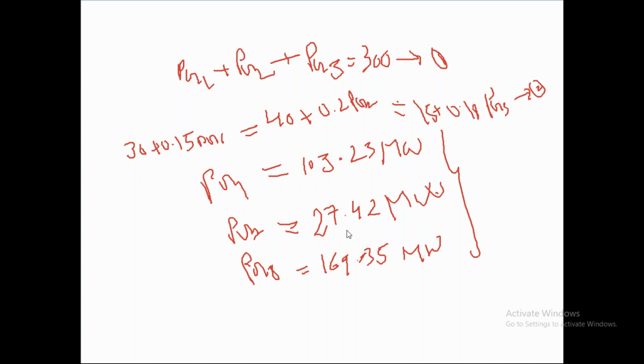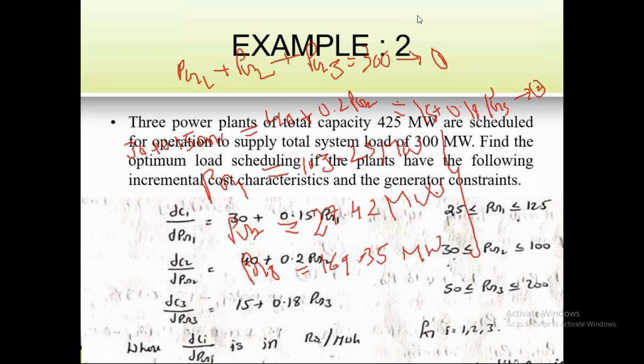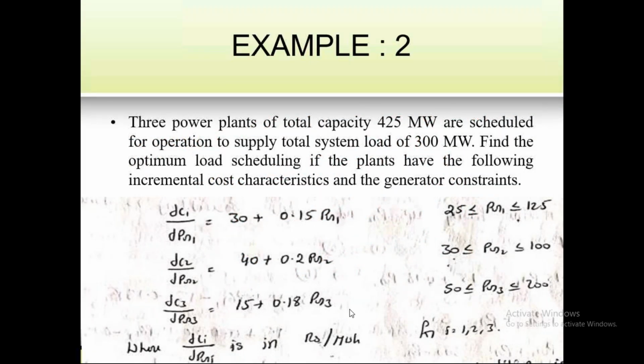Right. Whether the answers are correct or not, I need that answer. Whether the values of PG1, PG2, PG3 are correct answers or not. So you will get 300, no problem. But this is the scheduling of these three. So just check the limits. So your PG1 is 103.23, right?